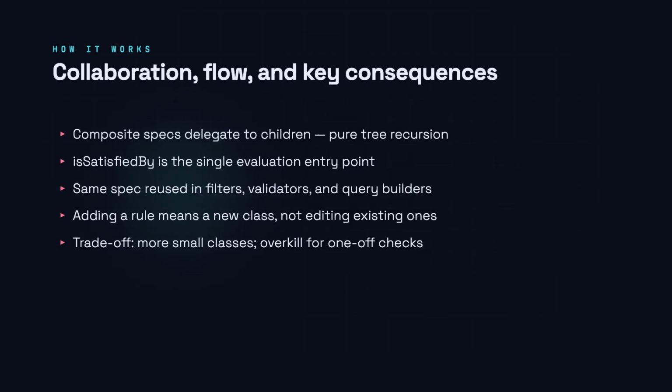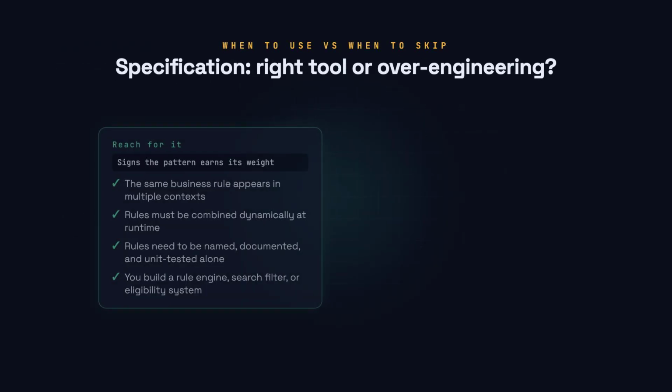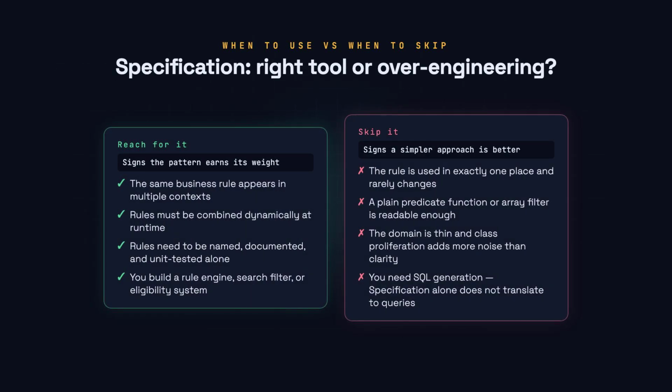The key trade-off is class proliferation. Each distinct rule becomes its own class, which is great for a rich domain, but noisy for simple one-off conditions. Reach for specification when the same rule surfaces in 3 different parts of the codebase, when rules are combined on the fly based on user input, or when each rule deserves its own unit test and documentation. Skip it when you have a single stable filter that a 2-line arrow function handles perfectly well.